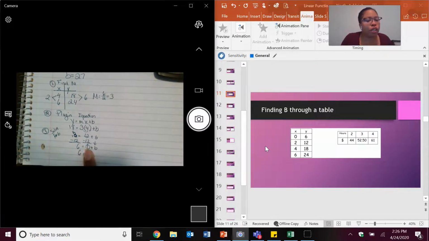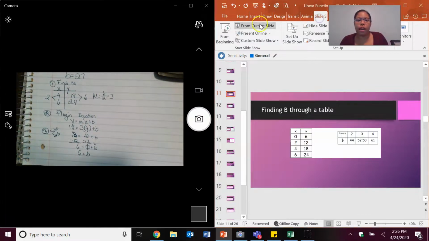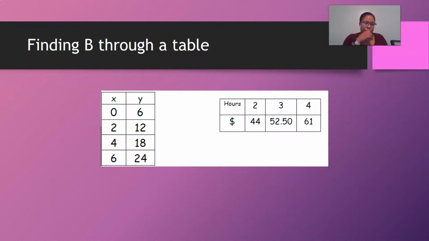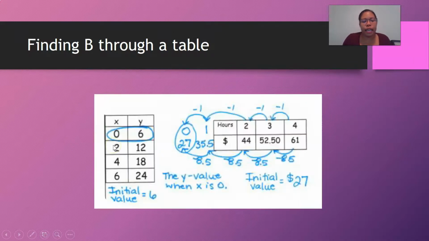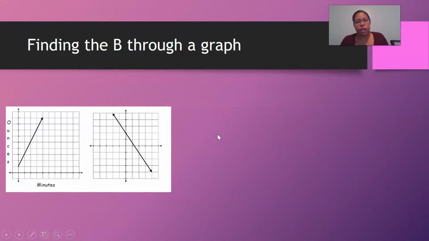And as we see, we use this same chart from the first one, so let's see if all of them match. Okay? So we're going to go back into our PowerPoint. And so basically it does. The initial value is 6, whatever the y value is when x is 0, or completing my chart. So again, defining from a graph is literally identification.